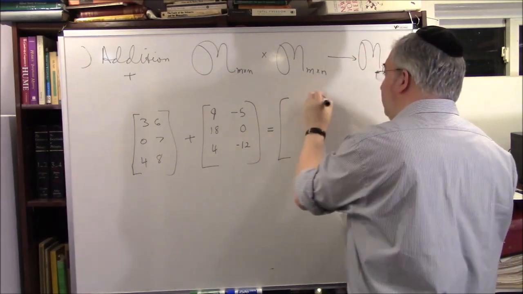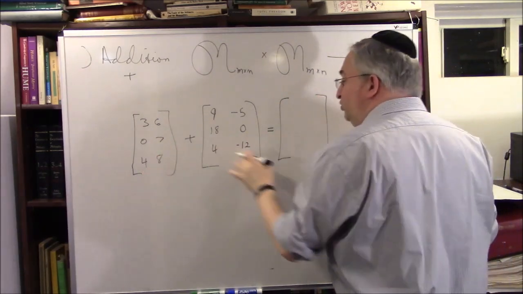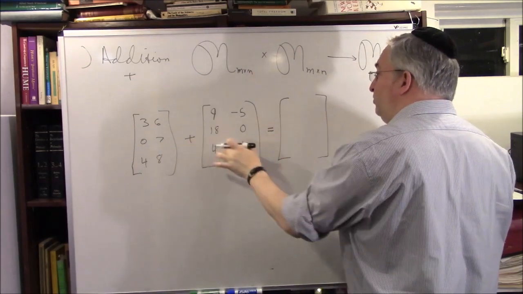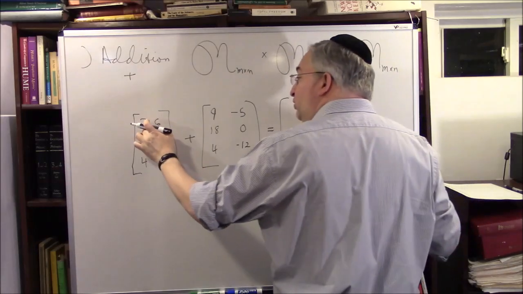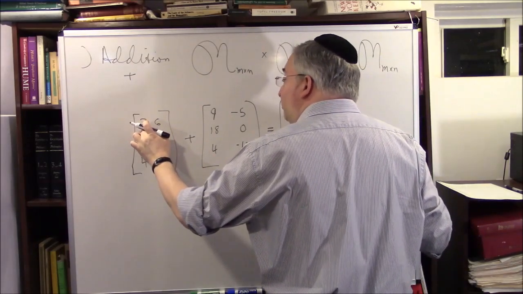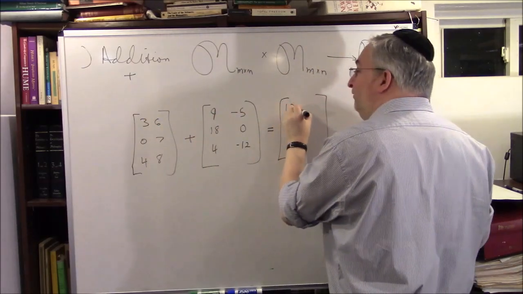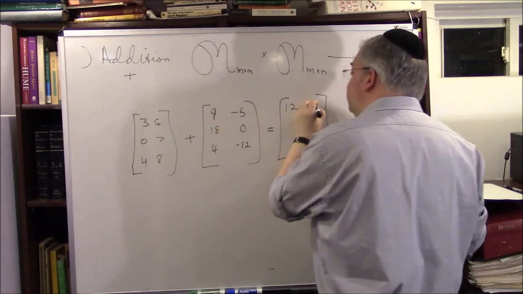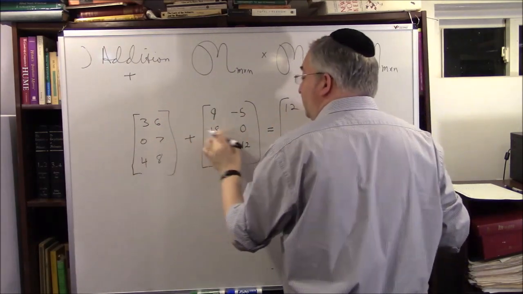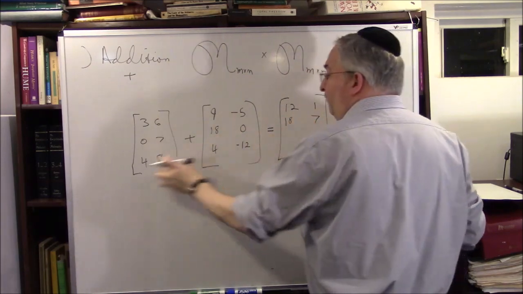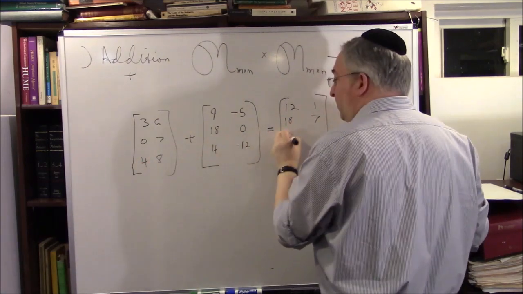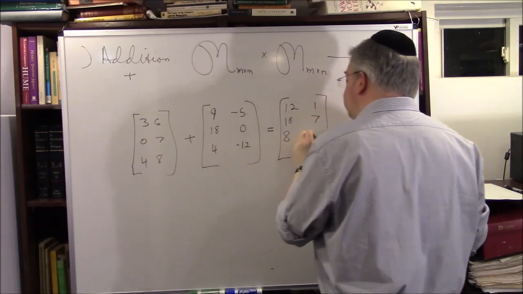Simplest thing in the world. We're going to get out a 3 by 2 matrix, and basically what you do is you add them point by point. 3 plus 9 is 12. 6 plus minus 5 is 1. 0 plus 18 is 18. 7 plus 0 is 7. 4 plus 4 is 8. 8 plus minus 12 is minus 4.